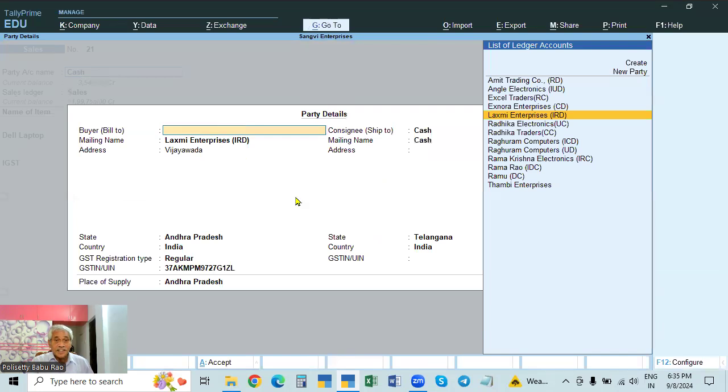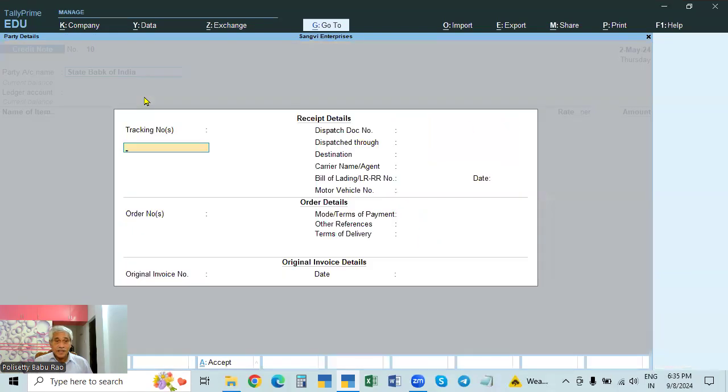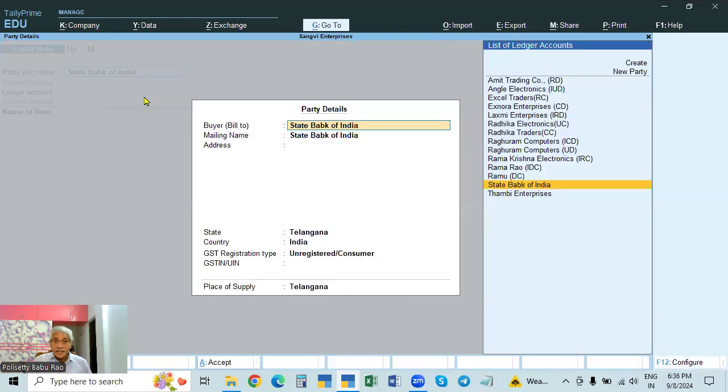So Lakshmi Enterprises, Dell laptop, invoice number 21 and 1st May. Okay. So invoice number 21, 1st May. And then here, State Bank is given. Here we sold the goods and they returned them back, Lakshmi Enterprises.